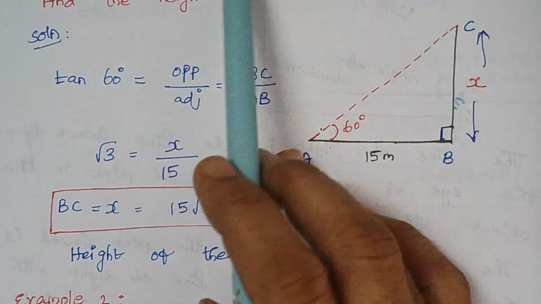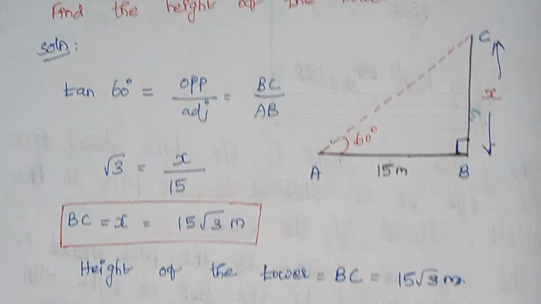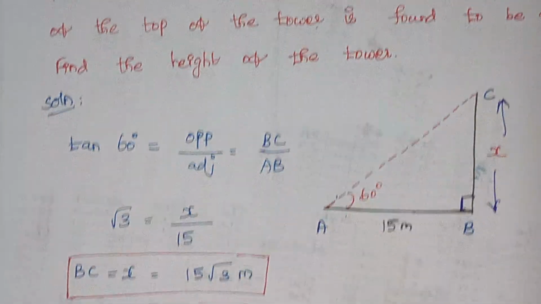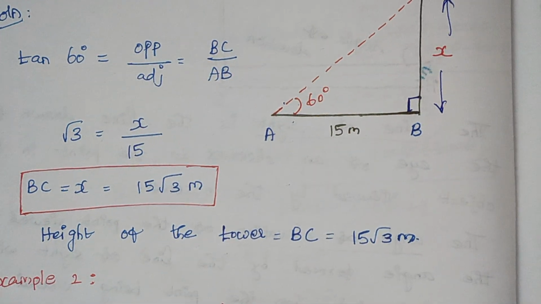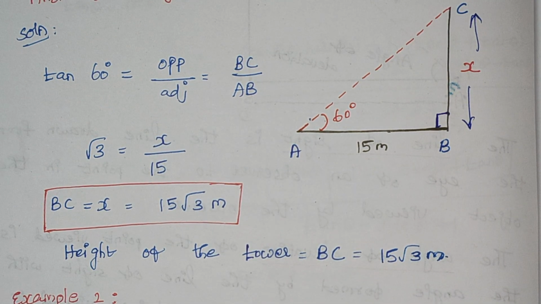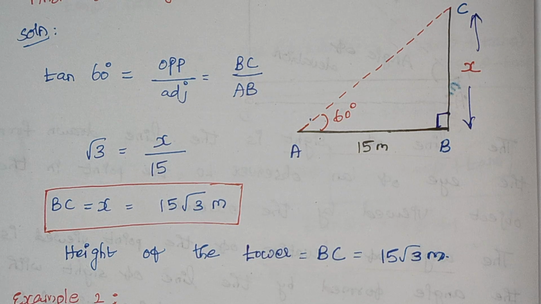You see here the distance is given in the form of meter. So again the answer should have the same unit: 15 root 3 meter. Right. So that's all. This problem gets over. We'll move on with the second example.